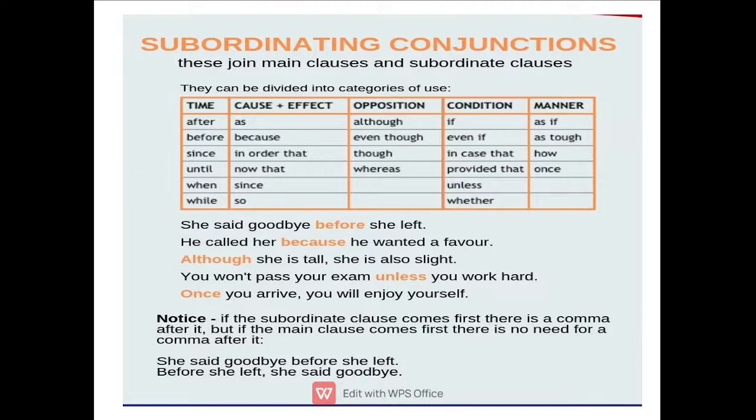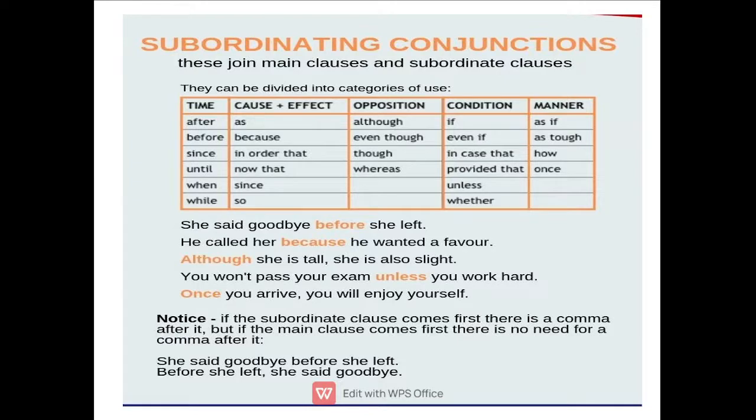Now we have subordinating conjunctions. Subordinating conjunctions join your main clause, the main part of the sentence, and the subordinate clause. A subordinate clause means the part of the sentence which is dependent on it. Like, she said goodbye before she left. So here you are joining the two situations using the word before. They are dependent on each other. He called her because he wanted a favor. Although she is tall, she is also slight. You won't pass your exam unless you work hard. Once you arrive, you will enjoy yourself.